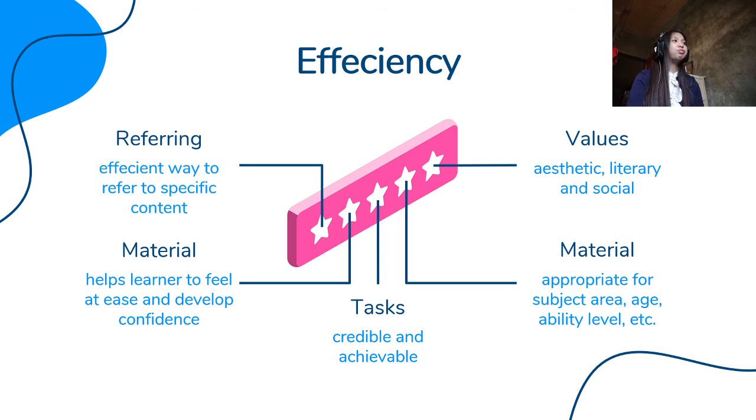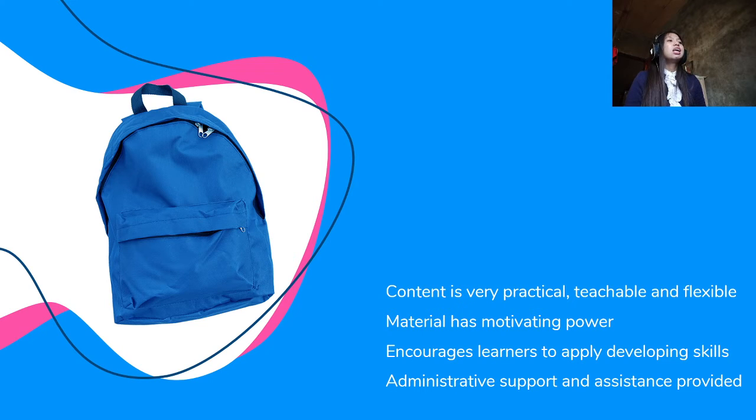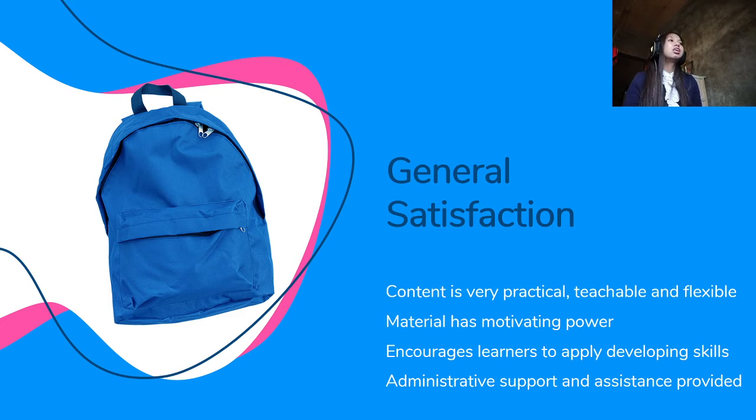And then, of course, values. It should teach values that are aesthetic, literary, and social. Okay, we are not just teaching them cognitively, we are also teaching them affectively. So they also need to know about values, character, their own character, so stuff like that. And I think this is the last, because it talks about general satisfaction. This is the last indicator according to the research I provided. It's all about general satisfaction, the overall, the summary of all the evaluation.